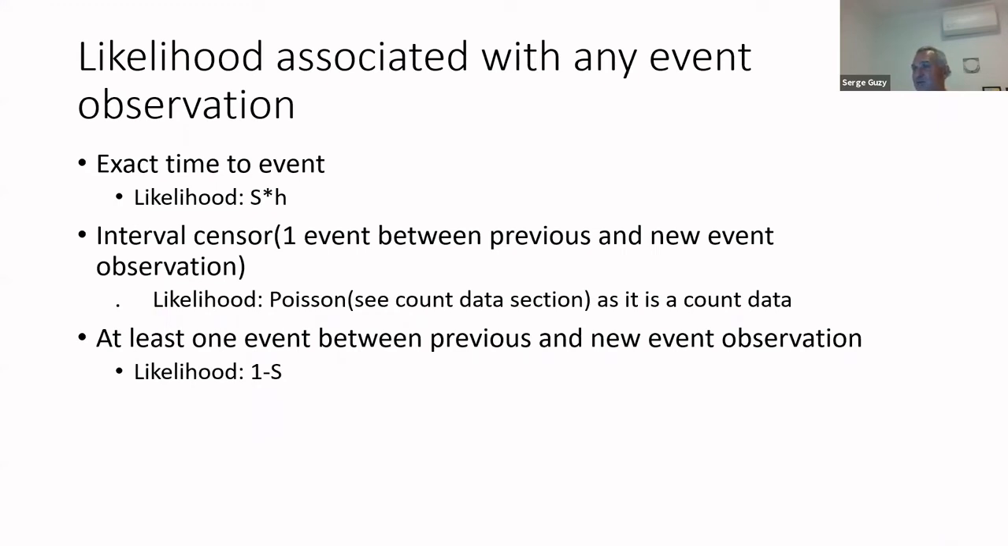Then we go to the time to event. We have 3 cases: exact time to event. Then we need to define the survival distribution, the hazard rate. The product is the likelihood. Interval censored is like count data. And then the third scenario for the time to event is that you know that you get at least one event. And then it's equal to 1 minus the survival distribution.